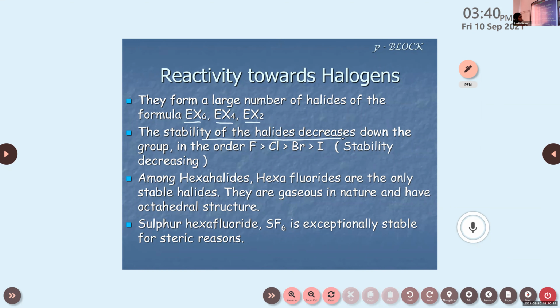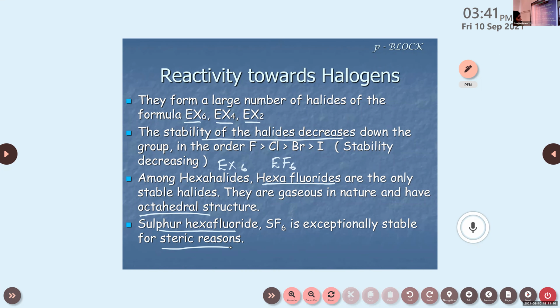Among these hexahalides, hexafluorides are the only stable halides. They are gaseous in nature and have octahedral structure. Hexa means six halides present, EX6, that is hexahalides. In this formula, only hexafluorides, EF6, are stable. Then sulfur hexafluoride, SF6, is exceptionally stable for steric reasons. Steric reasons means when a bulky group comes to that element, it will be very difficult for the molecule to remain stable. So due to this reason, SF6 is exceptionally stable.